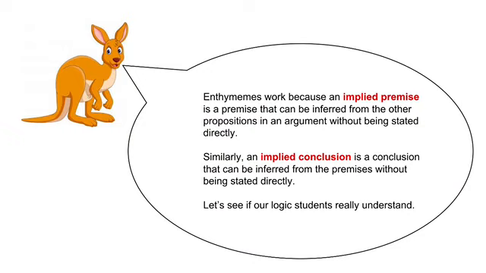And Kangaroo comes in here, and she says, enthymemes work because an implied premise is a premise that can be inferred from the other propositions in an argument without being stated directly. Similarly, an implied conclusion is a conclusion that can be inferred from the premises without being stated directly. And again, there are some times when the people can just fill that in in their own minds. Let's see if our logic students really understand.